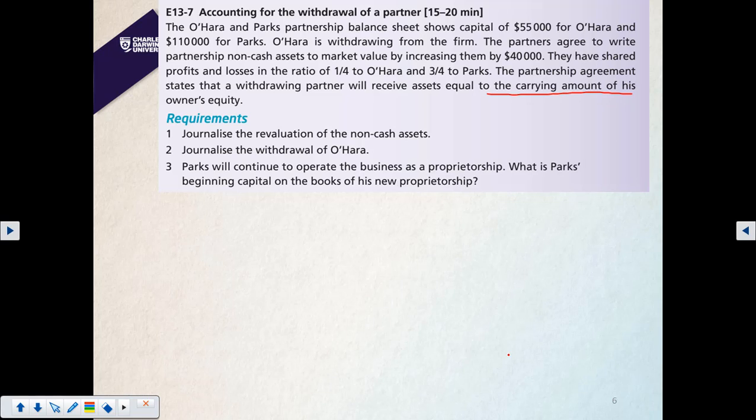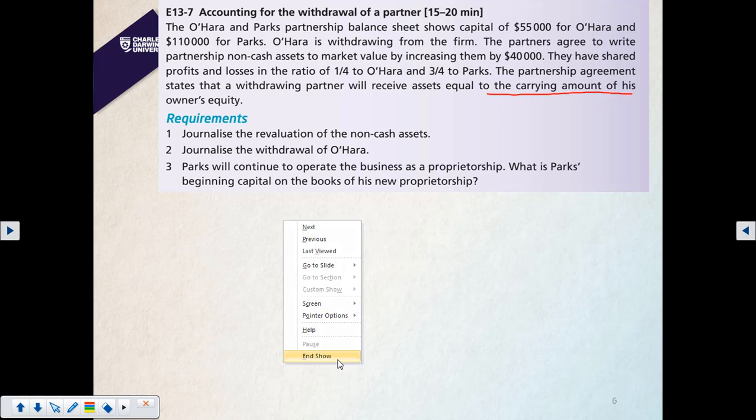Okay, if you are increasing non-cash assets to the market value by increasing them by $40,000, for example, so the new asset value is going to be increased by $40,000. And now profit and loss in the ratio is 1/4 and 3/4 to the Parks. The partnership agreement states that the withdrawing partner will receive assets equal to the carrying amount of his owner's equity. Okay, how much is the owner's equity? That is the question. Owner's equity is 165 total, right? But individually, how much will they have?